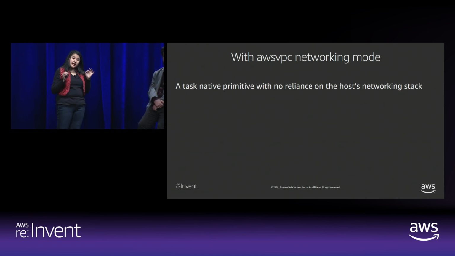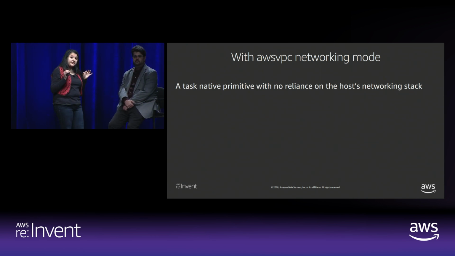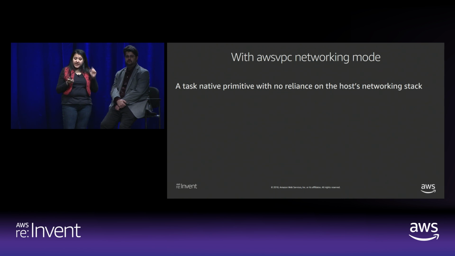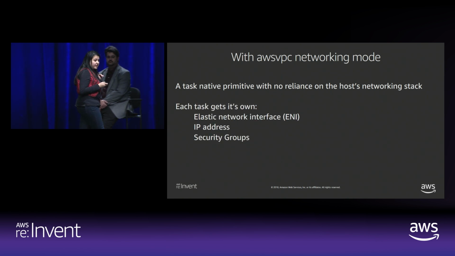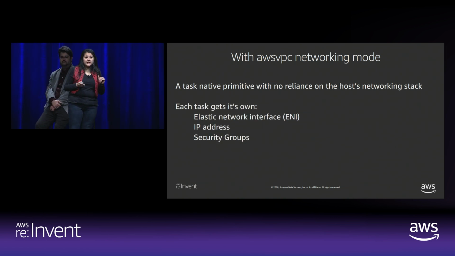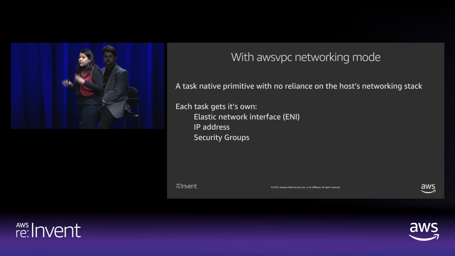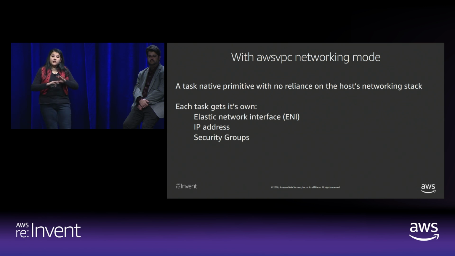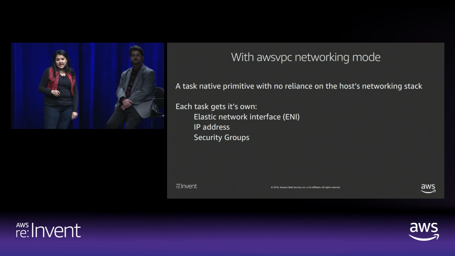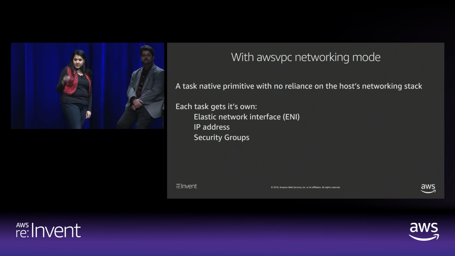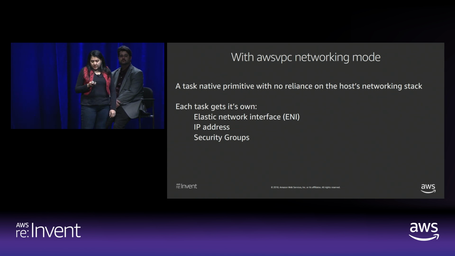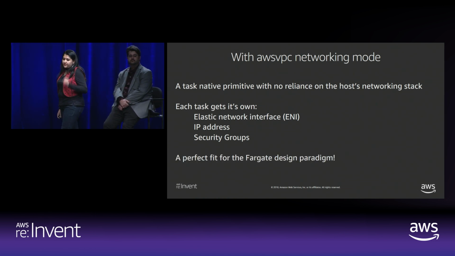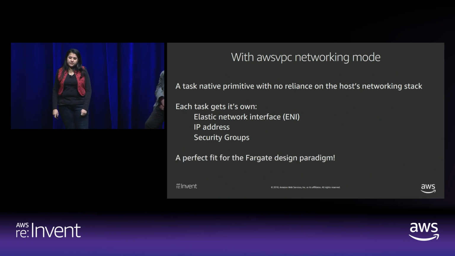And so to summarize what happened here, we innovated and built a new way, a task-native way for you to be able to do networking at the task level, such that each task gets its own ENI, each task gets its own IP address, each task gets its own security group firewall rules, without any reliance on your host's networking stack and rules that govern the host @ 0 interface. And that was a good fit for the Fargate paradigm.